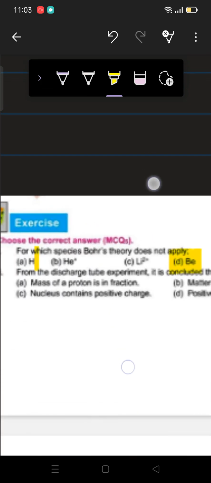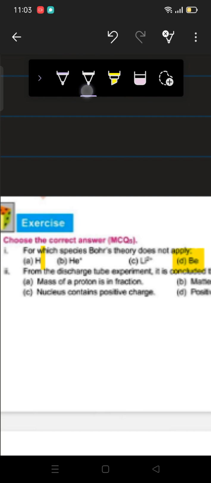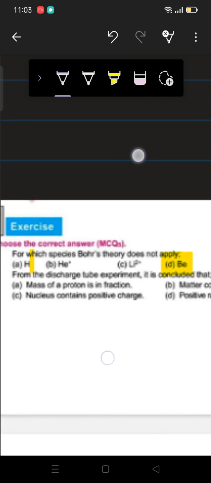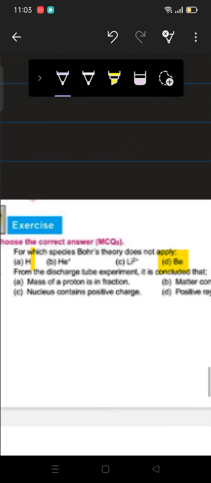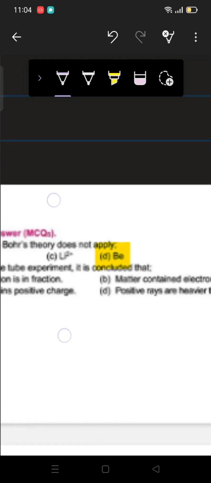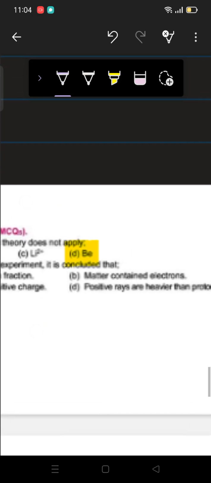Okay, now the next question: from the discharge tube experiment, it is concluded that the mass of a proton is in fraction. No, of course, by the discharge tube experiment we didn't conclude that the mass of the proton is in fraction. Second, matter contains electrons. Yeah, this can be a correct option.